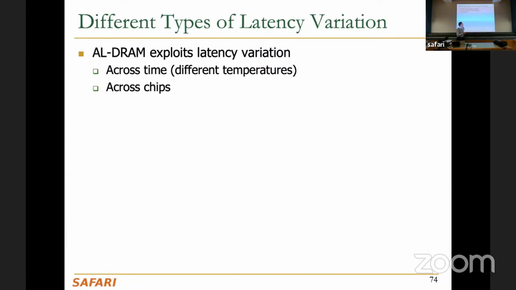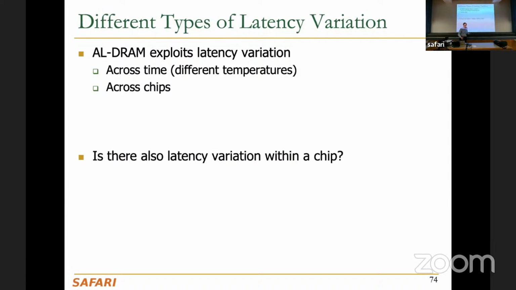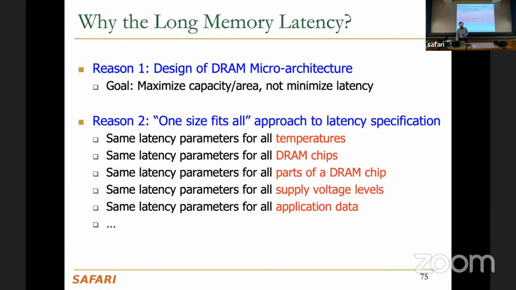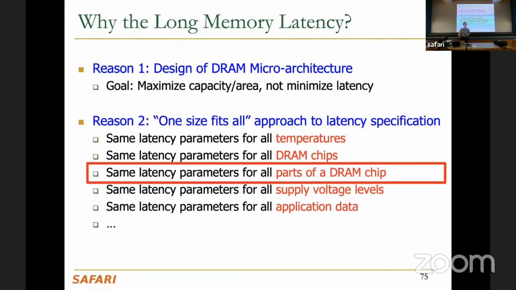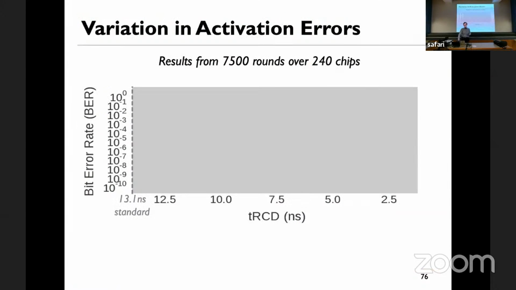So if you look at ALDRAM, adaptive latency DRAM, this exploits two types of latency variation across time, meaning different temperatures, and across different chips. And both are costly. Now, the question, of course, maybe after this immediately becomes, is there other type of latency variation within a chip? And that's the next question we asked across different parts of a DRAM chip. So I'm going to talk about that next. And the answer is yes, of course, as you expect, right? There's variation everywhere, as we have seen.